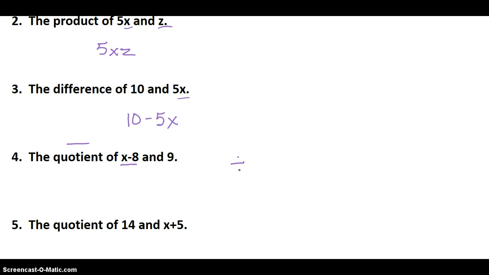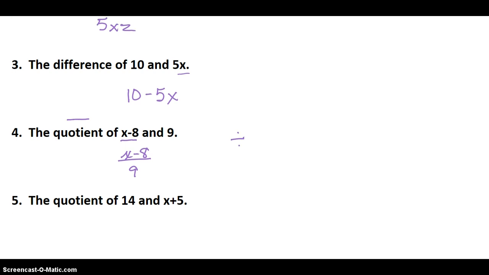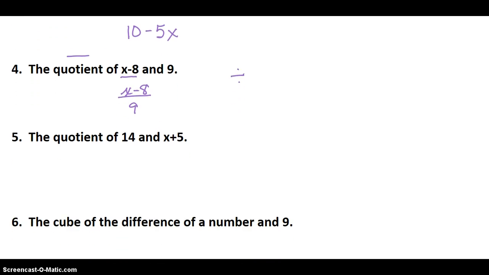You'll see that on the test. That's because we're continuing to work on order of operations. So the quotient of x minus 8 and 9 is x minus 8 and 9. Okay, the quotient of 14 and x plus 5, 14 and x plus 5.